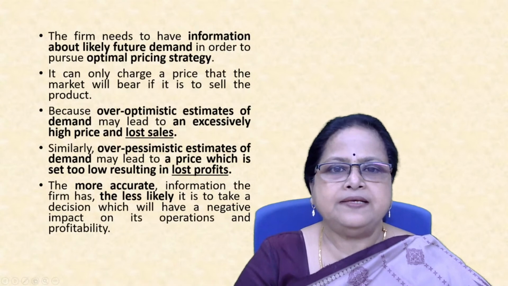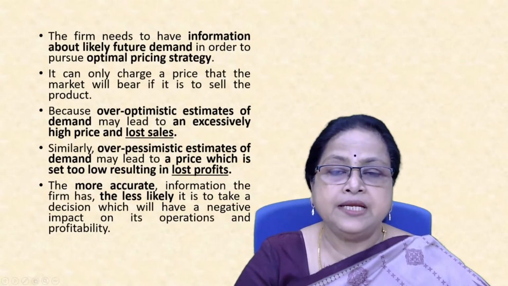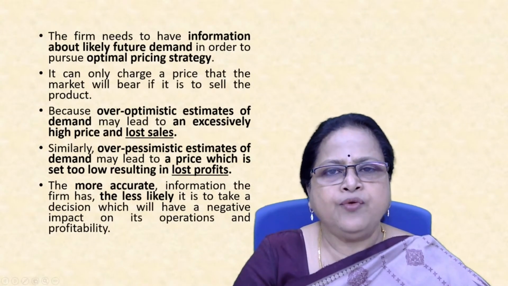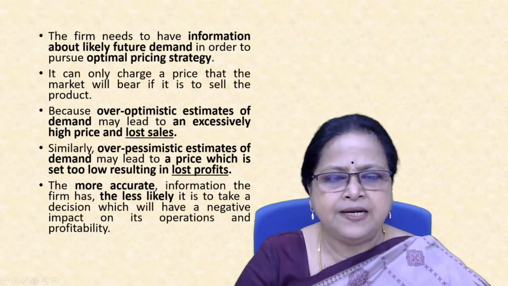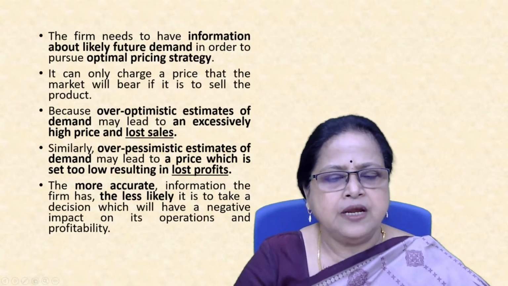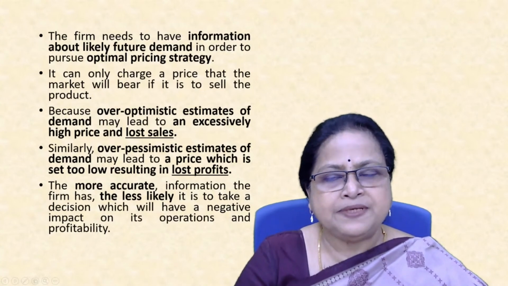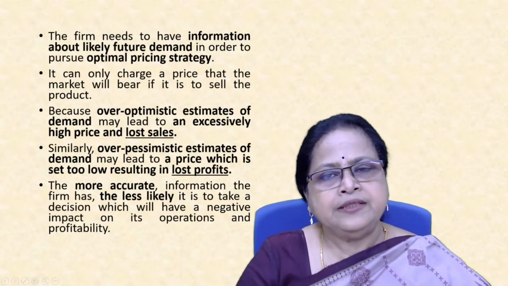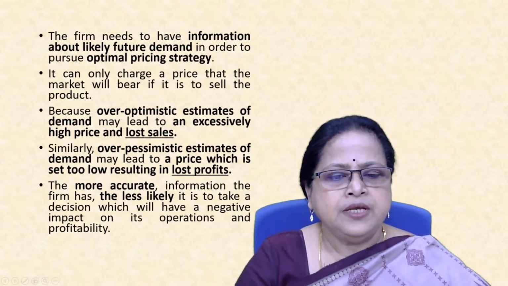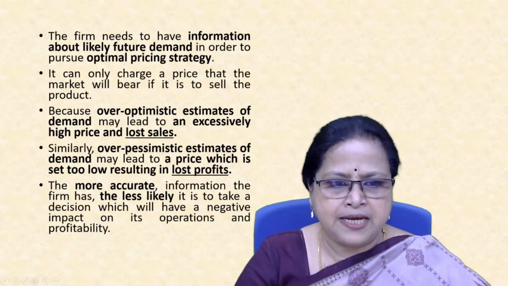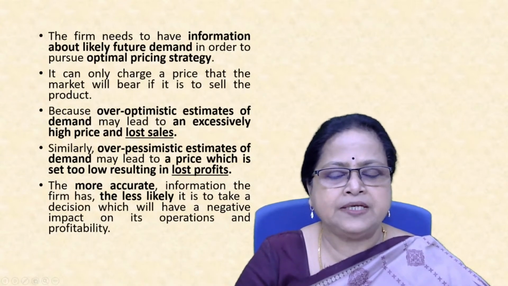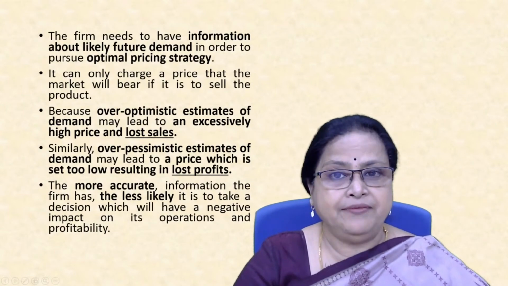It can only charge a price that the market will bear if it is to sell the product. Suppose we go for over-optimistic estimates of demand, that may lead to an excessively high price and the sales will be lost. On the other hand, suppose we go for over-pessimistic estimates of demand, this may lead to a price which is set too low, resulting in lost profits. So the more accurate information the firm has, the less likely it is to take a decision which will have a negative impact on its operations and profitability.